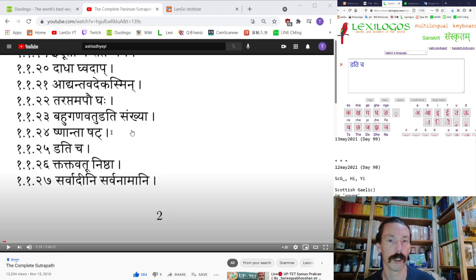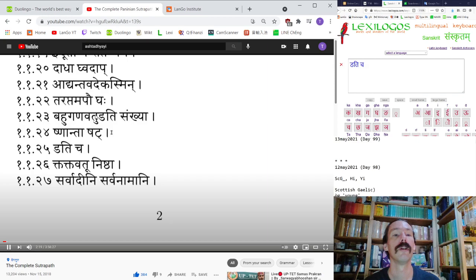So ṣaṭ is the nominative singular for 6, and he's using it in grammar to mean a set of numeral words, a subset of the numerals. And the ca means that is also true of this thing that's being introduced, ḍati. That, okay, I've pasted that. Good.